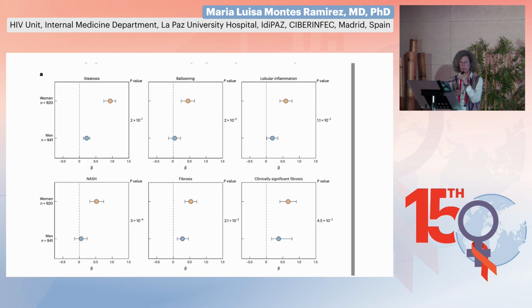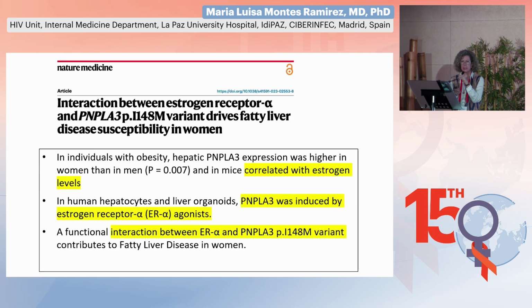Looking at the biopsies, we can see women carriers in yellow. They have more ballooning, more inflammation, more NASH, and more liver fibrosis than men carriers of the M variant. In this study, they added some basic research and observed that in individuals with obesity, PNPLA3 expression was higher in women than in men. In animal models, it correlated with estrogen levels.